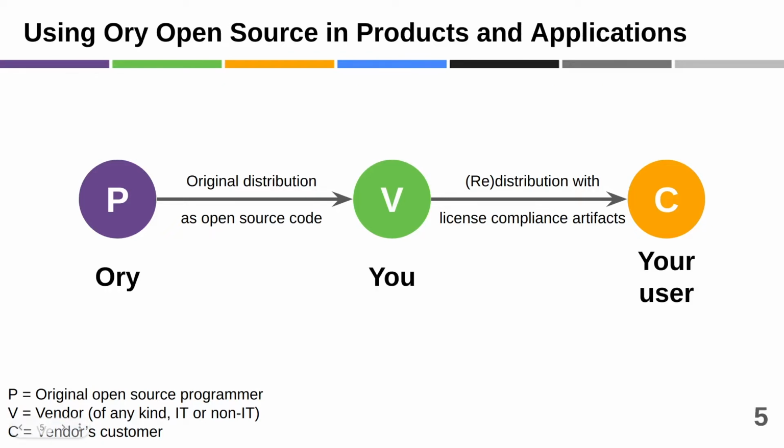So in the case of Ory, you could be the vendor. If you are a vendor, you don't have to be an IT vendor. Anyone distributing software is basically in the role of a distributor, which I simplified to vendor here. Then you have to comply with the license of Ory, the Apache 2.0 license mostly. Ory, which also uses other open source, also has to comply with the licenses of open source that's included in Ory. And so this is a multi-step chain.